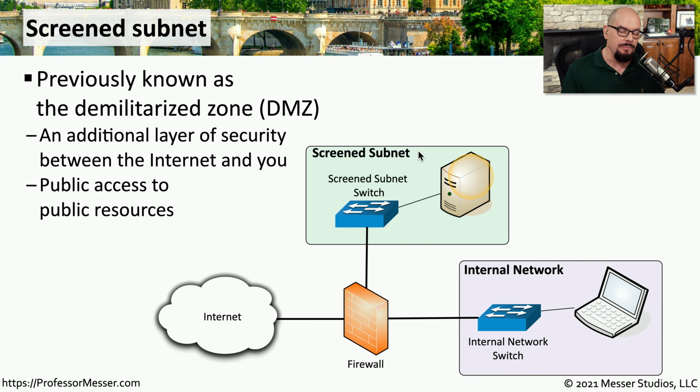We would create a separate screened subnet that contains all of the resources that people on the internet might need access to. And we would configure our firewall rules to allow access from the internet to the screened subnet, but prevent any access from the internet to our internal network.